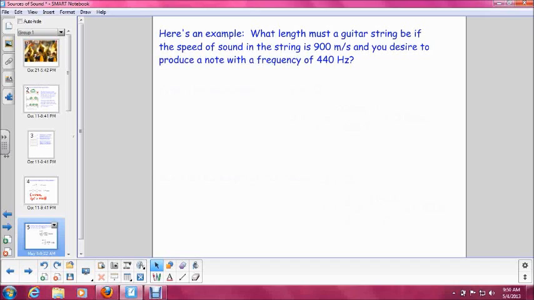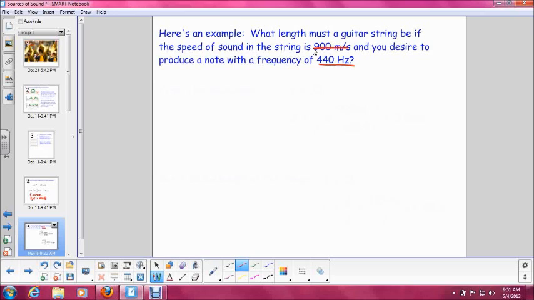What length must a guitar string be if the speed of sound in the string is 900 meters per second and you desire to produce a note with a frequency of 440 hertz? Well, we know the speed of the wave in that string, and we know the frequency. And we're trying to find the length of the string.